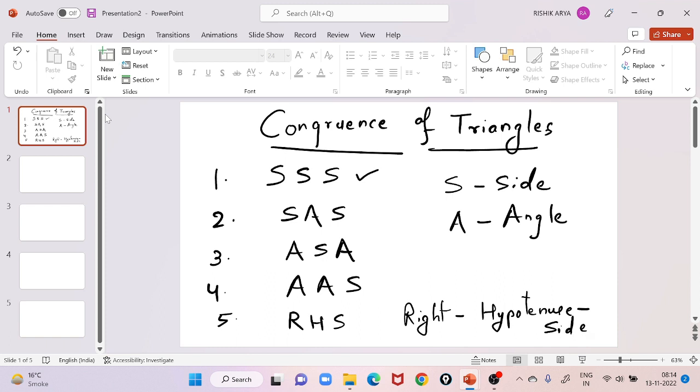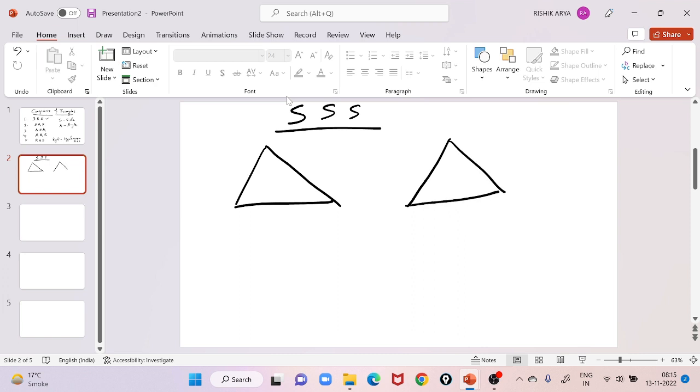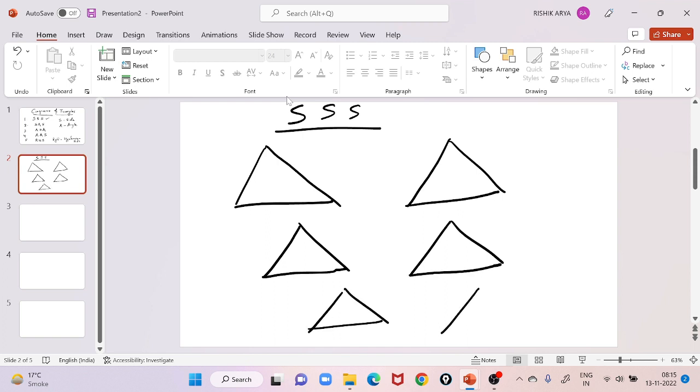We'll discuss it one by one in a very simplified manner so that you can understand it very easily. So the first one was the SSS criteria. Again, we have to decide whether the two triangles are congruent or not. How can we decide it? By seeing the figure, by seeing the measurements. So we have to take only the sides here, because SSS is there, so we have to take the measurements of the sides.